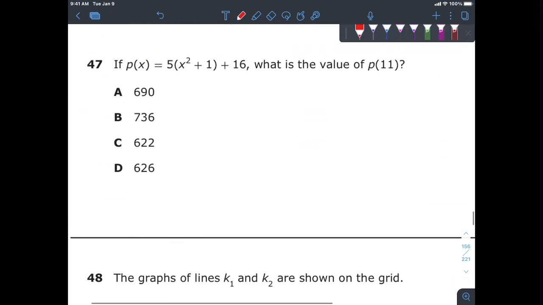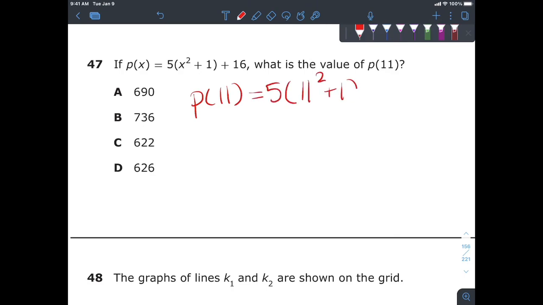Number 47. If P of x is equal to that, what is the value of P of 11? So, of course, I could go ahead and just write this in like this. And go ahead and start simplifying.